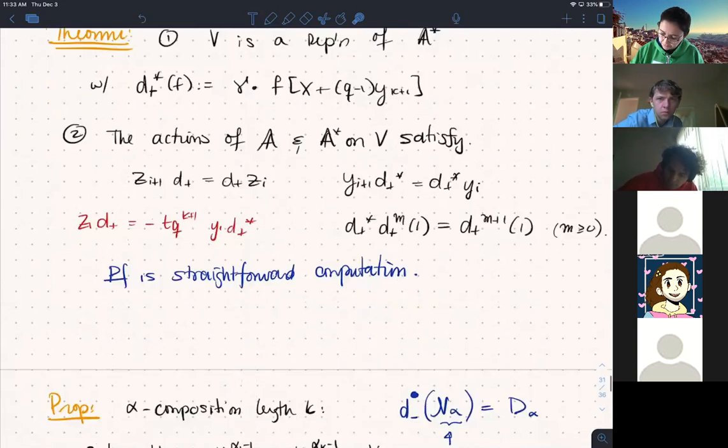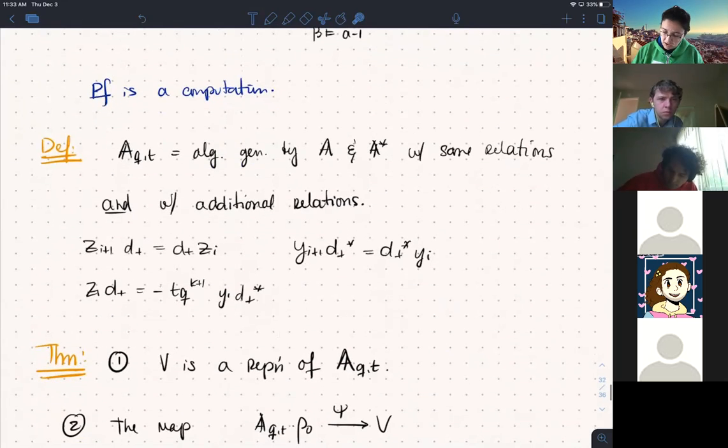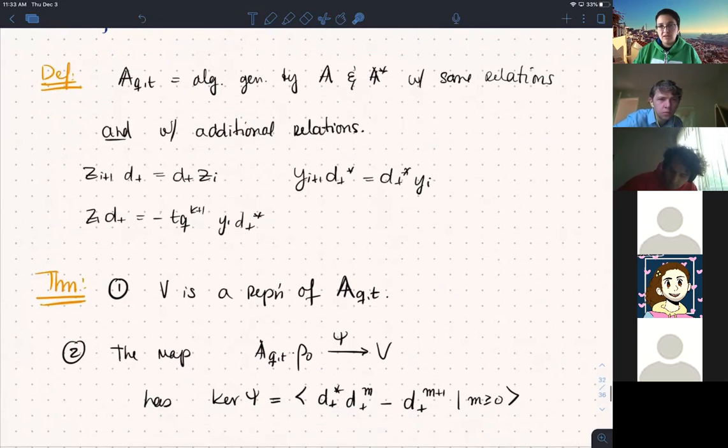Just these three. Once we do that, it's very obvious that this vector space V is a representation of AQT. Why? Because we had an action of A, we had an action of A star, and they satisfied these three relations. So it follows that it's a representation, which is very straightforward.